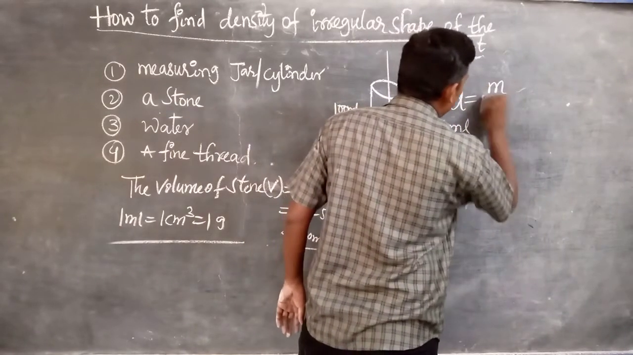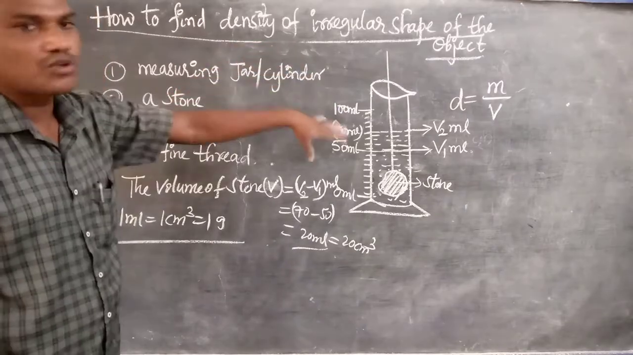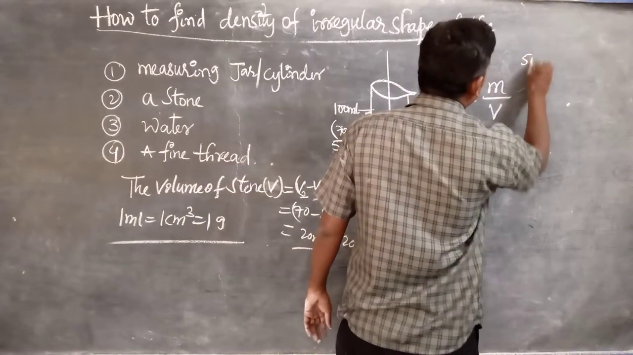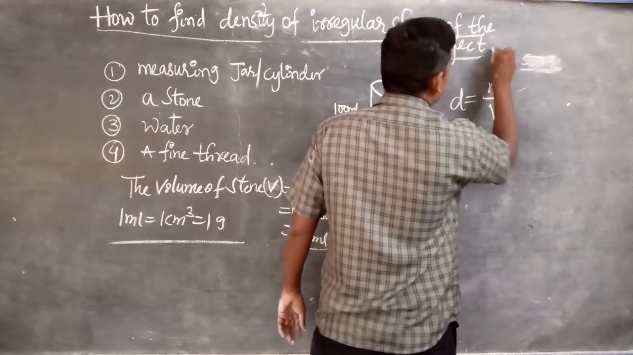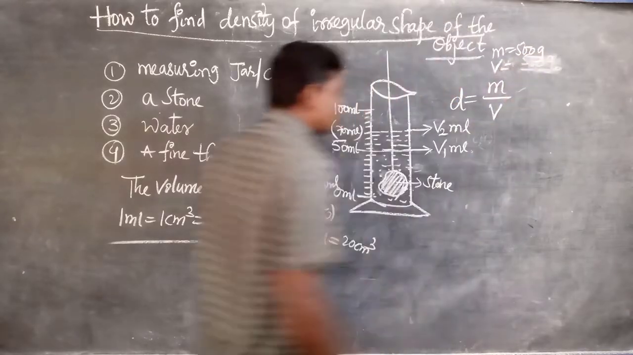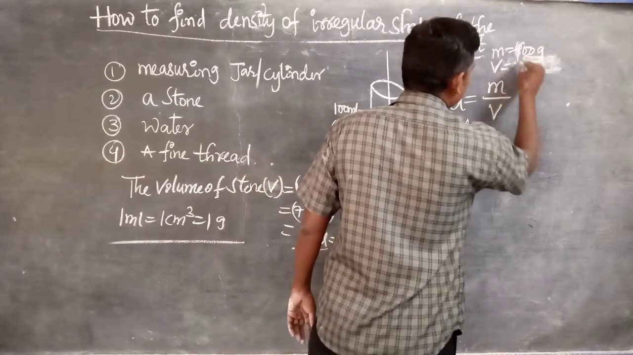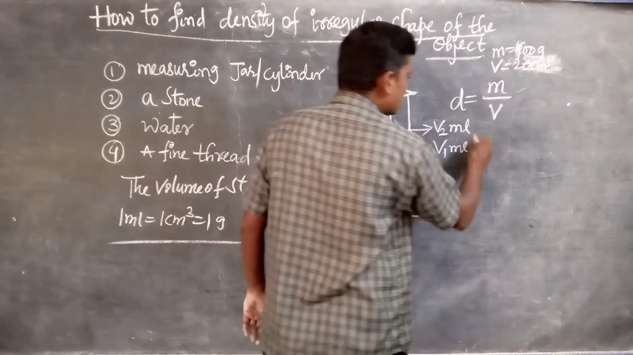What is the formula of the density? Density is equal to mass upon volume. For example, just for your understanding, the mass of the stone is 500 grams. Just we can say that. And what is the volume of the stone we found here? 20. For example, here 400. So 20 centimeter cube. Now these two values are substituted here.